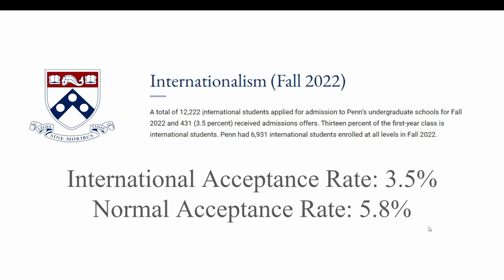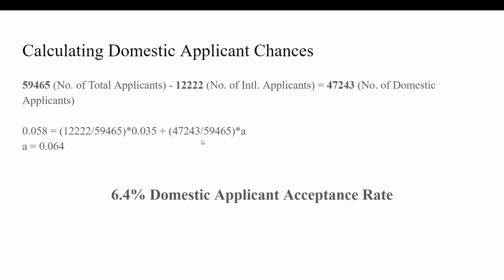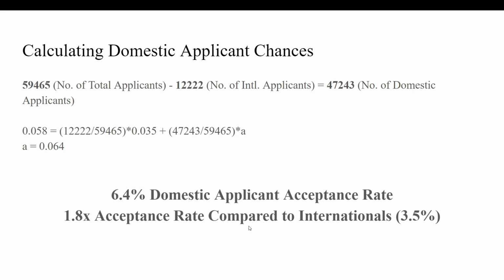But this is not really the proper calculation yet, because we need to check what's the difference between an international and a domestic applicant. So let's just check over that really quick. To calculate the domestic applicant chances, we can just put in the number of total applicants minus the number of international applicants to get the number of domestic applicants. From there, we can put A into its formula, and let's say A represents the acceptance rate for domestic students. And obviously, this is a proportion of the probability that's made up by internationals, and this is the proportion made up by domestics. So we get the domestic acceptance rate to be around 6.4%. And that means that they have around a 1.8 times advantage compared to internationals.